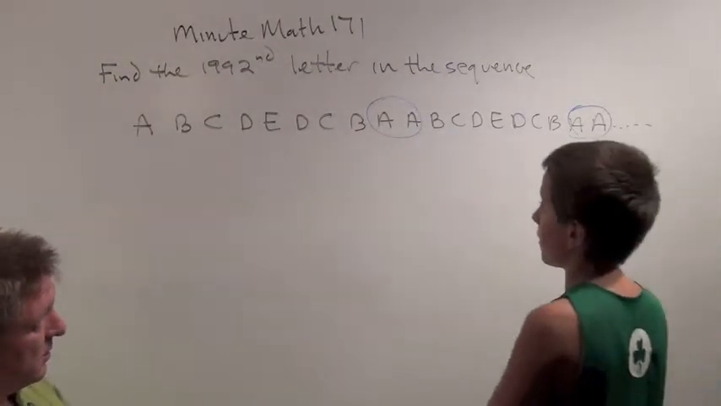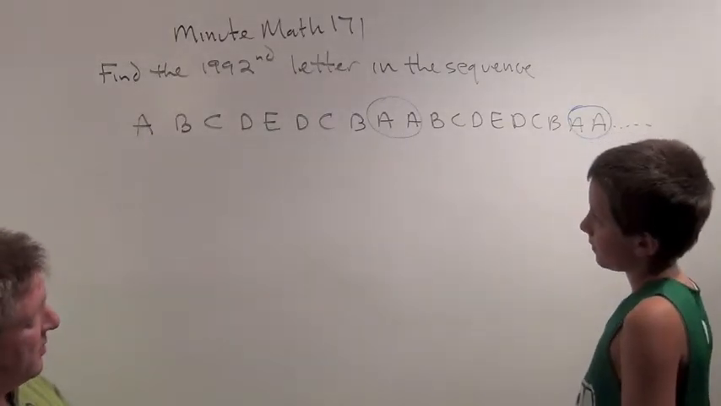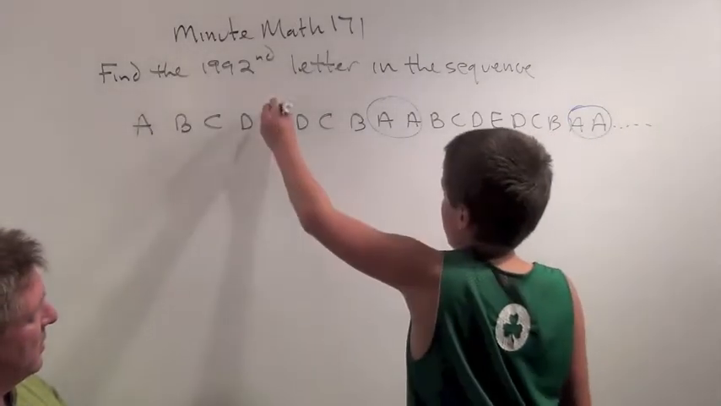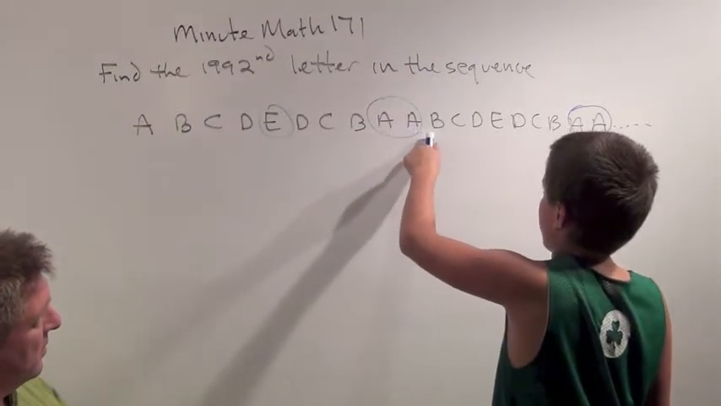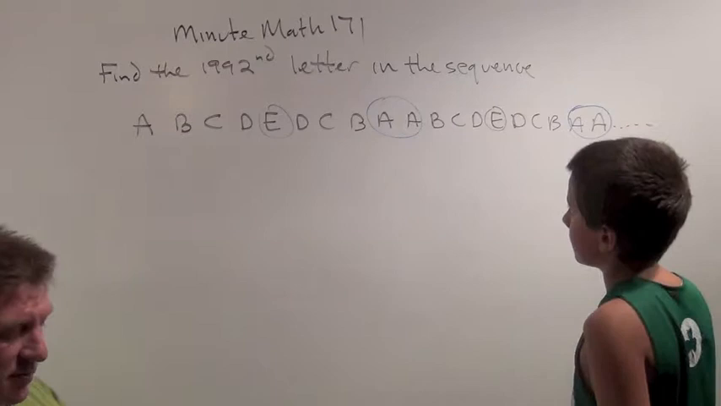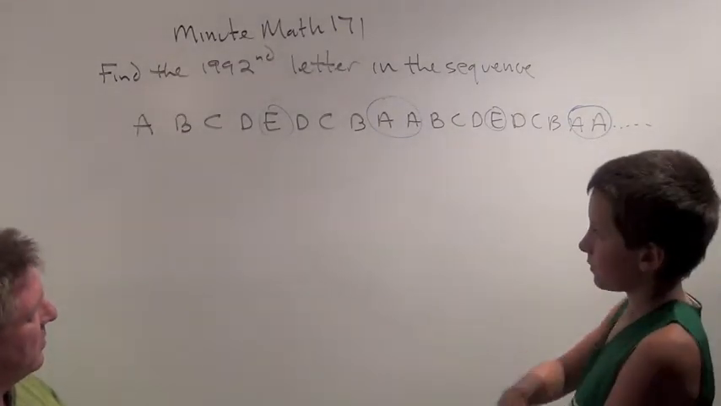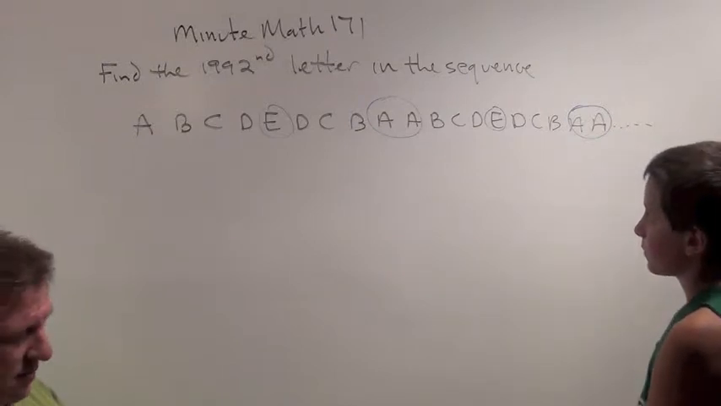Or I could do a pattern with how often the E's repeat. That could be interesting too. How often do the E's repeat? The E's: 1, 2, 3, 4, 5, 6, 7, 8. Every 8 there's an E. So you're finding a couple patterns. There's a few more. See if you can find a really simple pattern in these letters.